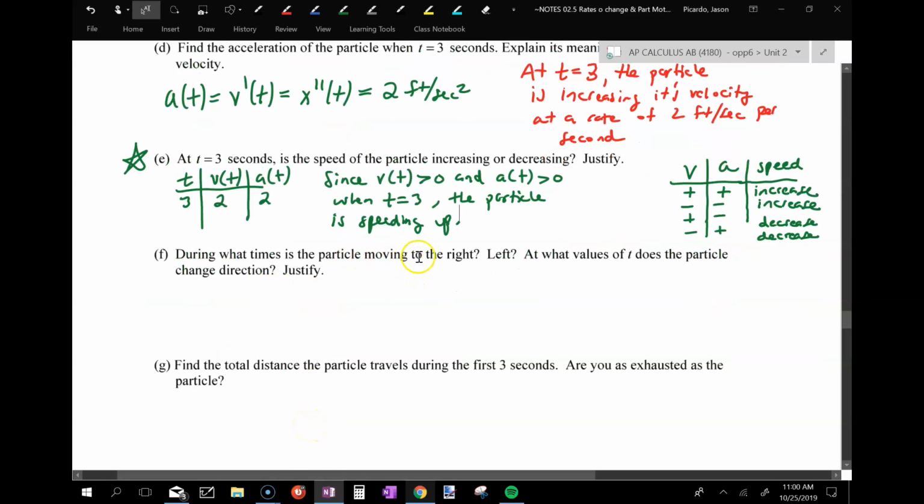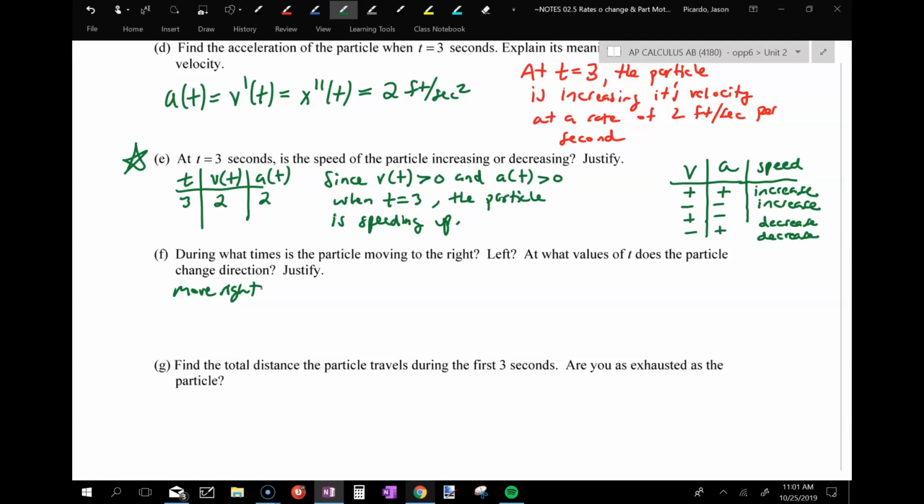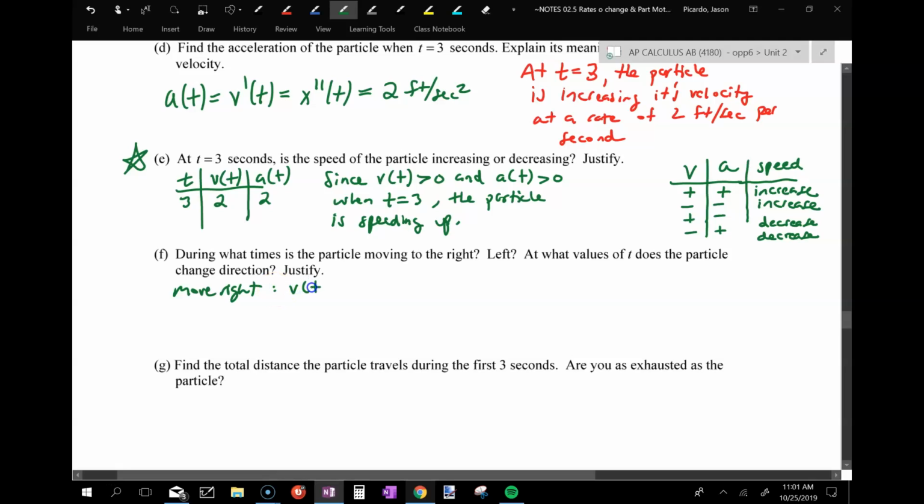During which times is the particle moving to the right or to the left? Okay, moving right, moving left. If I'm moving right, I just demoed that, right? If I'm moving to the right, what's happening? I have a velocity which is what? I have a positive velocity. If I'm moving to the left, I have a negative velocity. And if I am at rest, then I have a velocity which is 0. Correct?